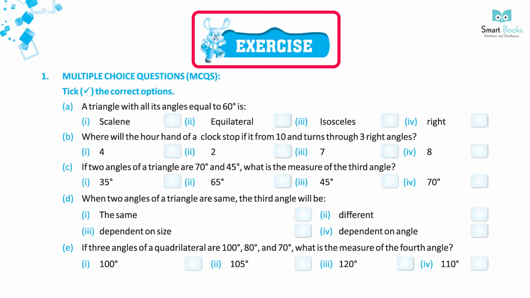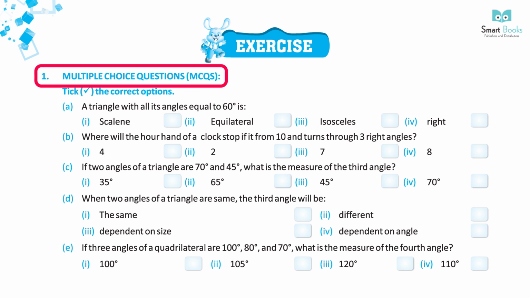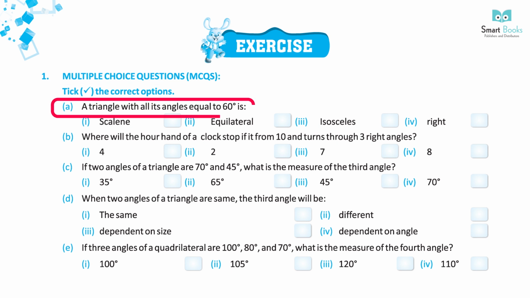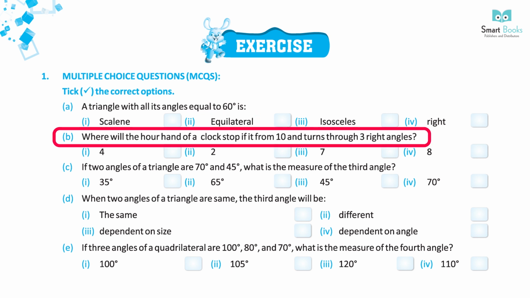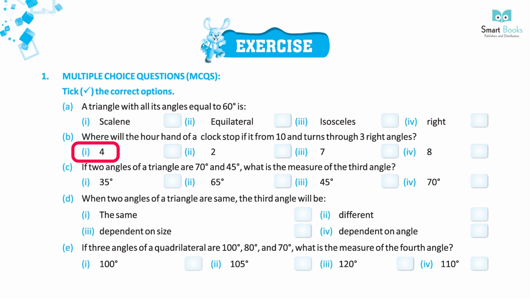Rectangle. Exercise. Question 1. Multiple choice questions. Tick the correct options. A. A triangle with all its angles equal to 60 degrees is: first, scalene; second, equilateral; third, isosceles; fourth, right. Solution. Second, equilateral. B. Where will the hour hand of a clock stop if it starts from 10 and turns through 3 right angles? First, 4; second, 2; third, 7; fourth, 8. Solution.